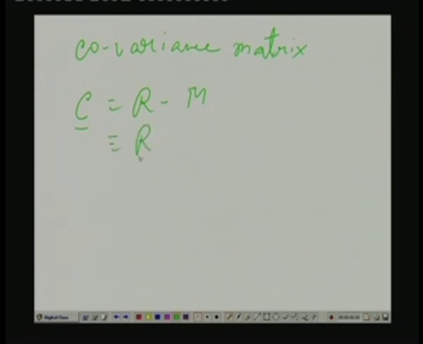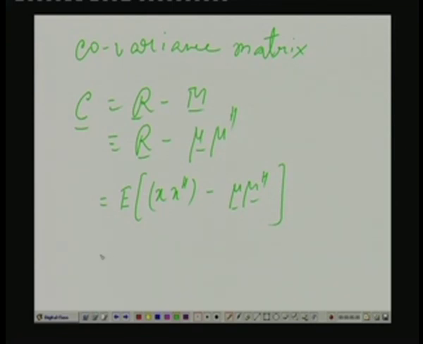Along with the correlation matrix, you can also define the covariance matrix. C is nothing but R minus M, where M is a matrix which is nothing but mu mu Hermitian. Okay. That means we have got X Hermitian here. You can also bring mu Hermitian inside the expectation operation, because after all these are constants. So, the expected value of these constants will be the constants themselves. So, you can as well bring them inside.